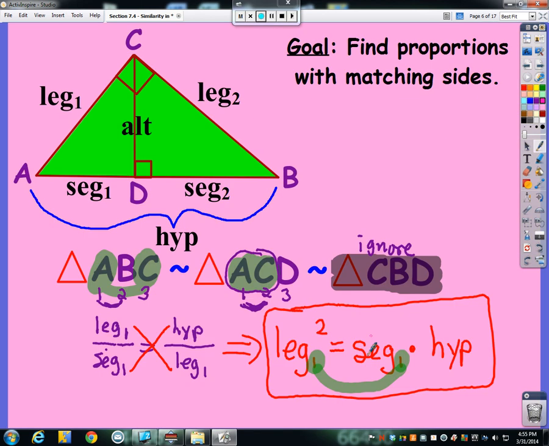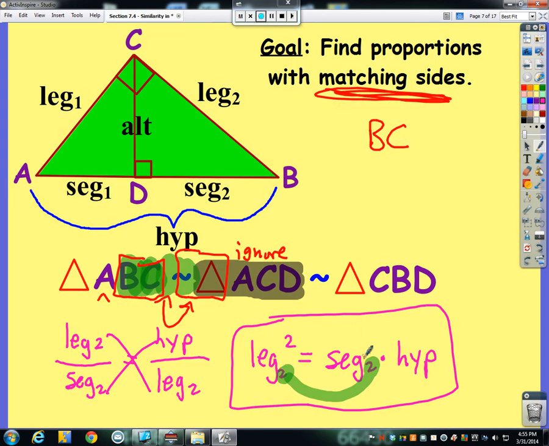It depends on which leg we want to use. If we want to use leg 1, we have to match it up with segment 1. If we want to use leg 2, we have to match it up with segment 2. So the subscripts here, the 1s and the 2s, always have to match together. They will never be mixed together. You won't use leg 2 with segment 1. That'll never work because they're not corresponding sides or proportional sides of our similar triangles.